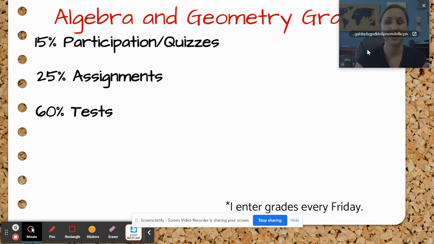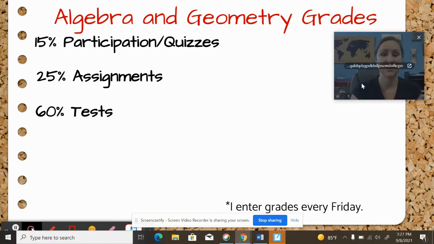Algebra and geometry are graded in this way. 15% of their grade comes from participation, all the different rotations and the different activities that we do in class, and all of our quizzes. 25% of the grade comes from assignments, and 60% of the grade comes from tests. I enter grades every Friday of the week. So if students do work during the week, I'll enter it Friday or Saturday sometimes. If they make up work over the weekend, then I'll enter it the next week.